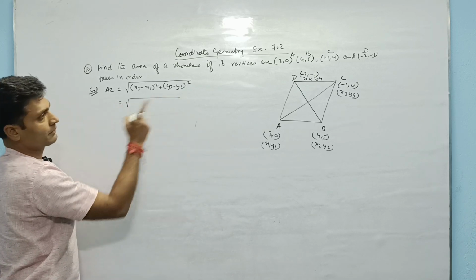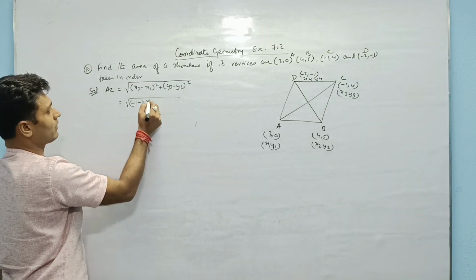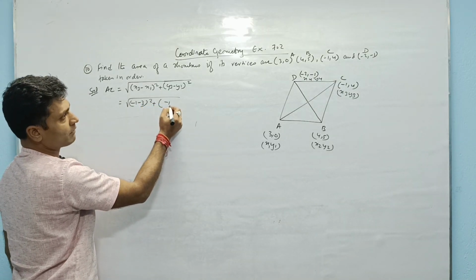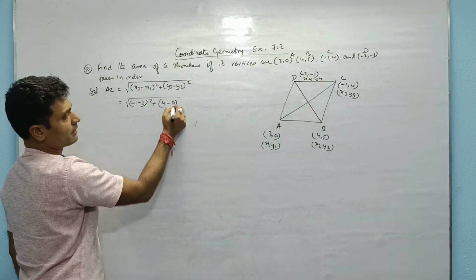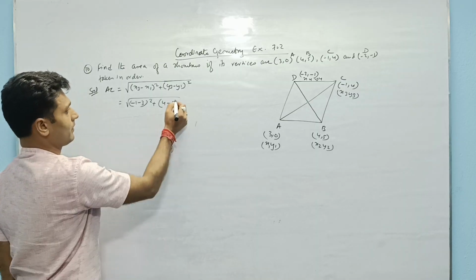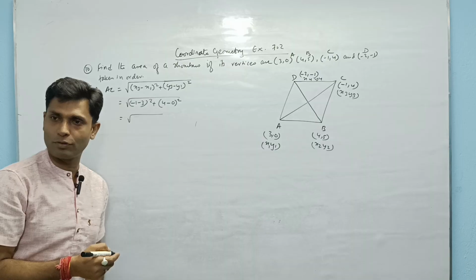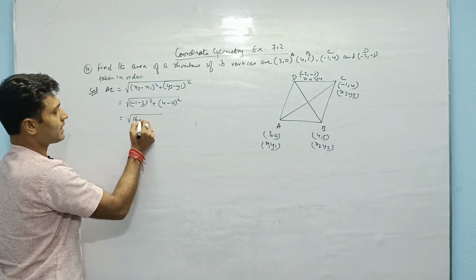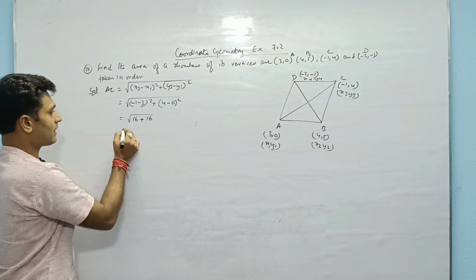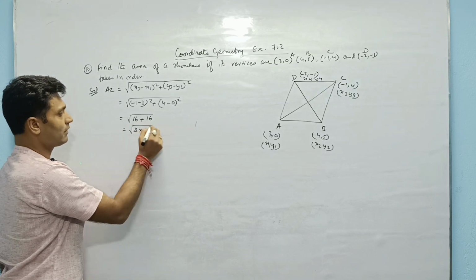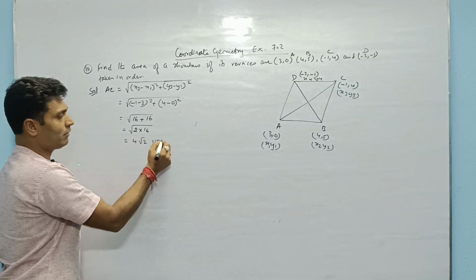What is x3 now? -1 and -3 whole square plus, I'm so sorry, this is 4 minus 0 whole square. So -1 and -3, when you add it, you'll get -4. And -4 square is how much? 16. And this also 16. So can I write this as 2 into 16? How much is root over 16? 4. So this will be 4 root over 2 units.